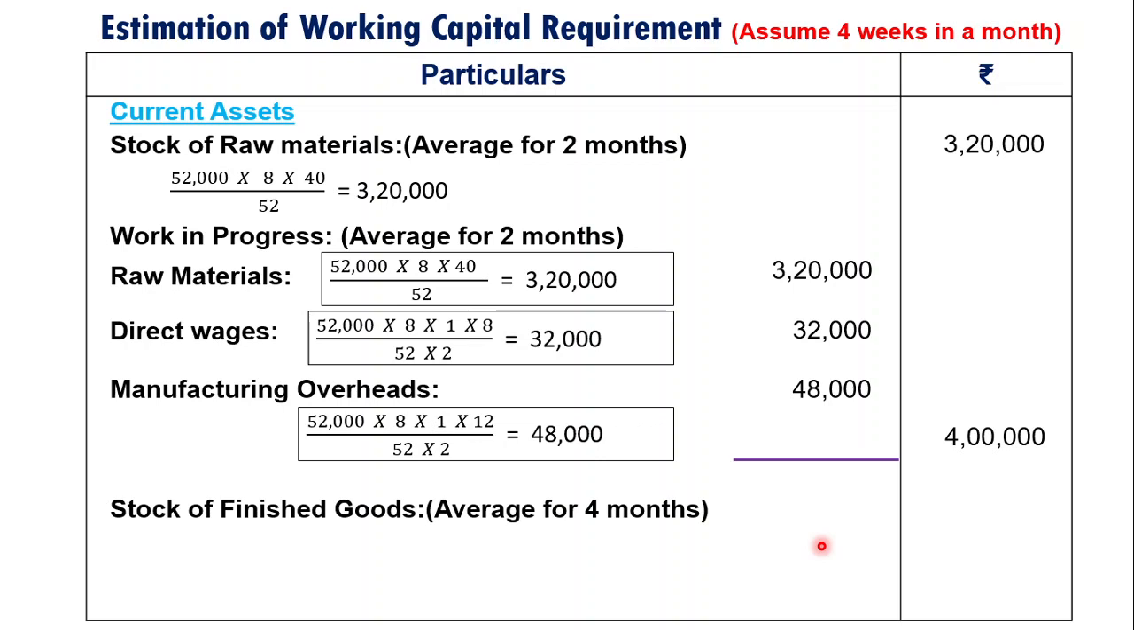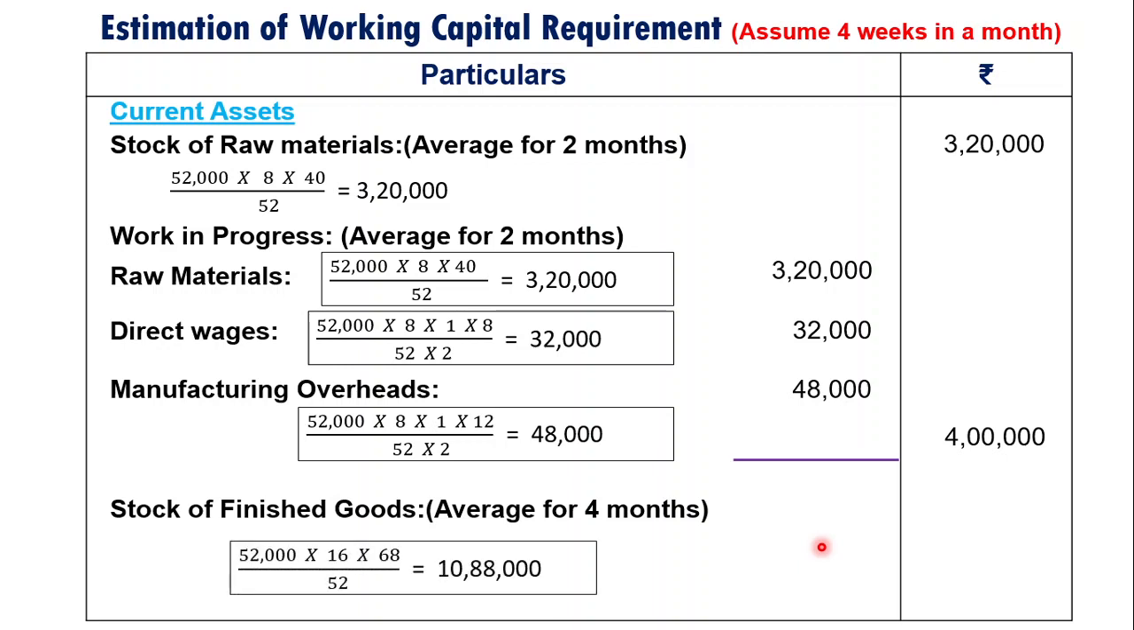Stock of finished goods, regarding which an adjustment is also given. Stock of finished goods will remain in the warehouse for a period of 4 months. So the average for 4 months is mentioned. Calculation at the level of 52,000 units of production, that is 52,000 into 16 divided by 52. Why is it 16? 4 months, for 1 month consists of 4 weeks. For 4 months it's 16 weeks divided by total number of weeks in a year, 52, into 68.